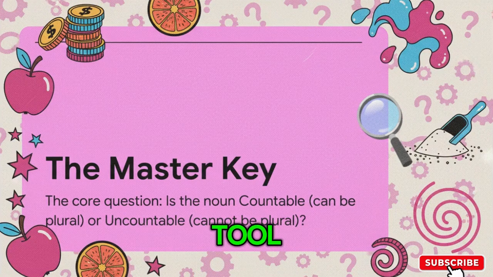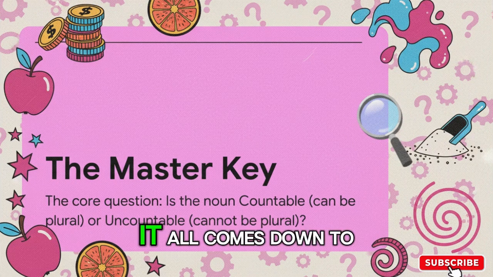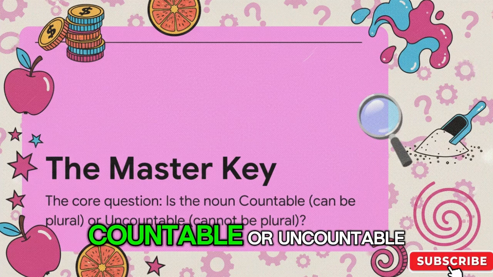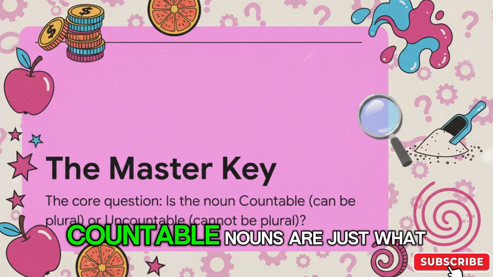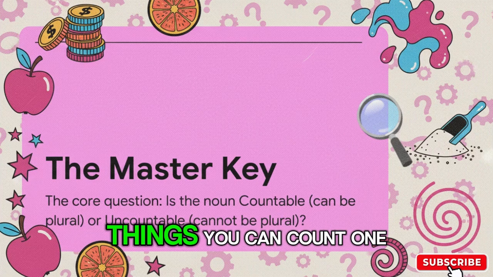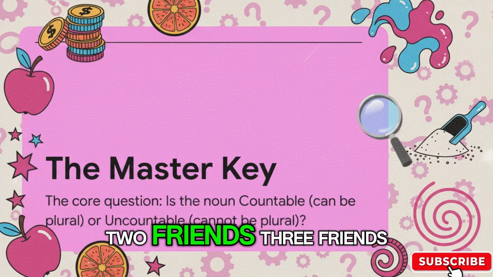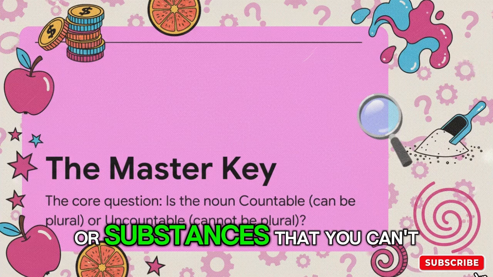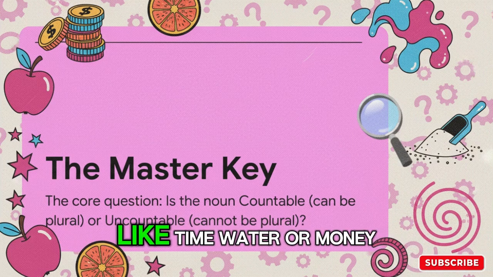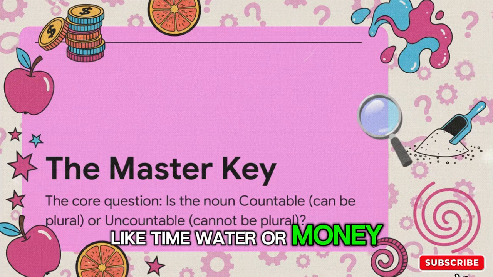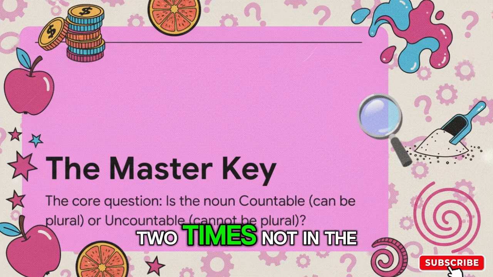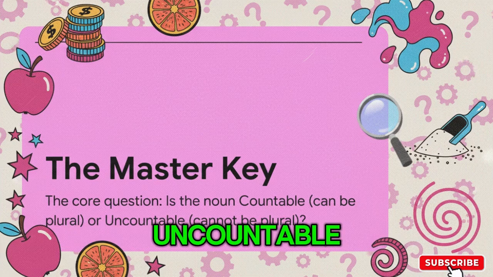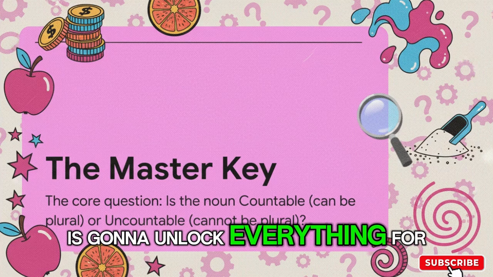To talk about the amount of something, we need a different set of tools. And to pick the right tool, you need the master key. It all comes down to one simple question. Is the noun you're talking about countable or uncountable? Countable nouns are just what they sound like. Things you can count. 1 friend, 2 friends, 3 friends. Easy. Uncountable nouns are things like concepts or substances that you can't just count up, like time, water, or money. You can't have 1 time, 2 times, not in the same way. This one idea, countable versus uncountable, is going to unlock everything for us.